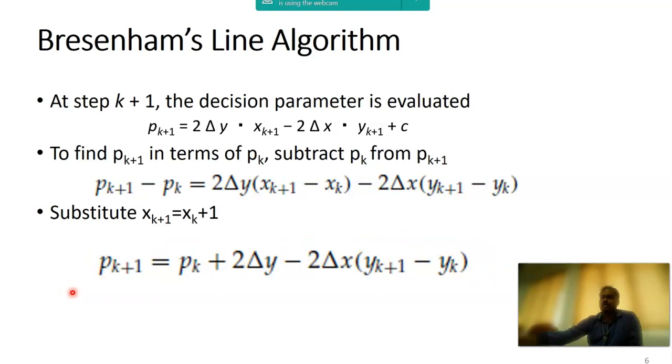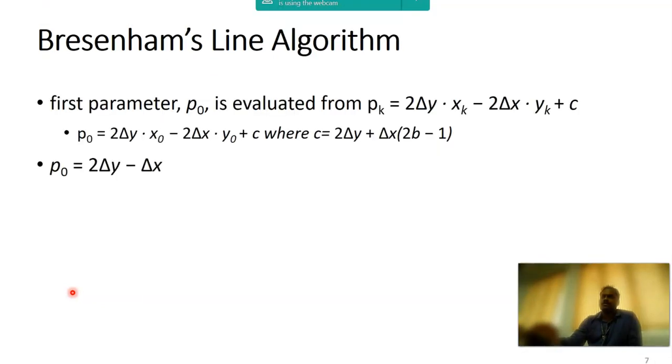Each time we are calculating the intermediate point in fitting a line, we have to apply this equation and check it. Based on the sign of the pk value, we decide either to go to the next position yk plus 1 or to stay back at yk.